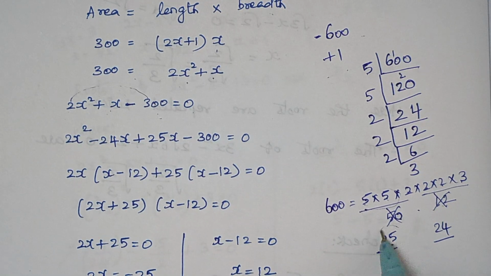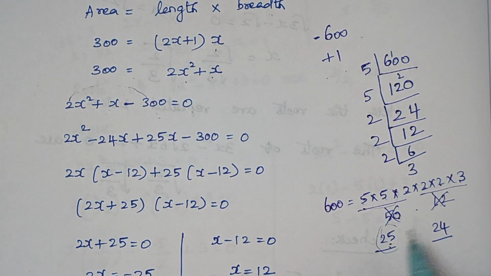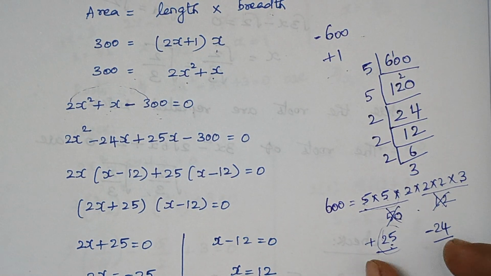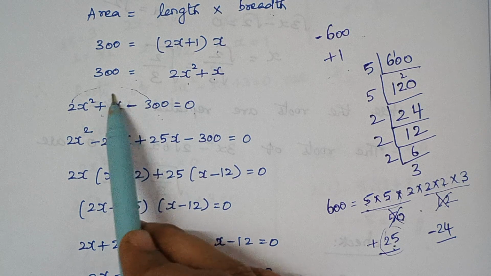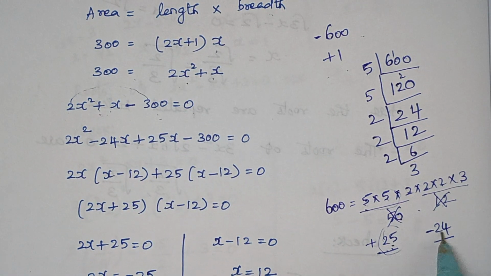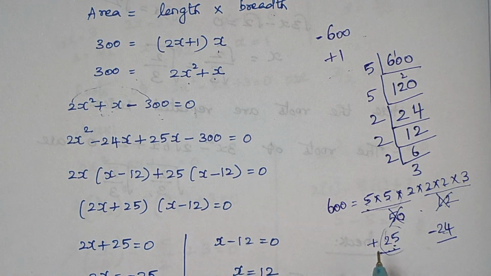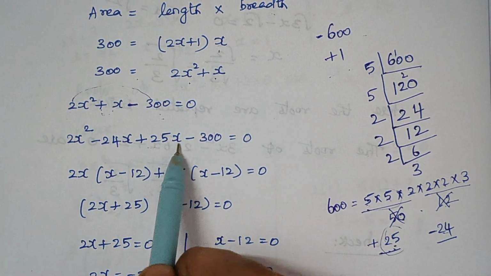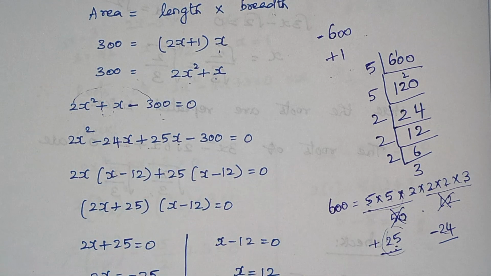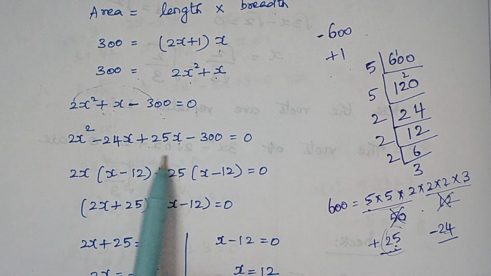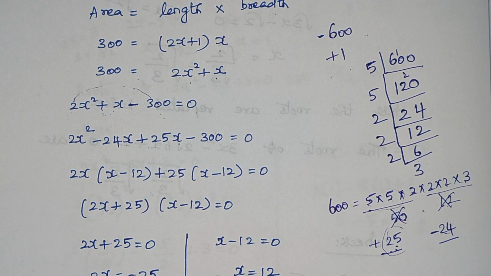Therefore here this 25 should be plus 25 and this 24 should be minus 24. Because when you add these two numbers, the answer is plus x, and when you multiply these two numbers you should have minus 600. Therefore here we are taking plus 25x and minus 24x. Again I am repeatedly telling you, it's up to you. Even here you can write 25 and here you can write 24. Finally the answer will be the same.